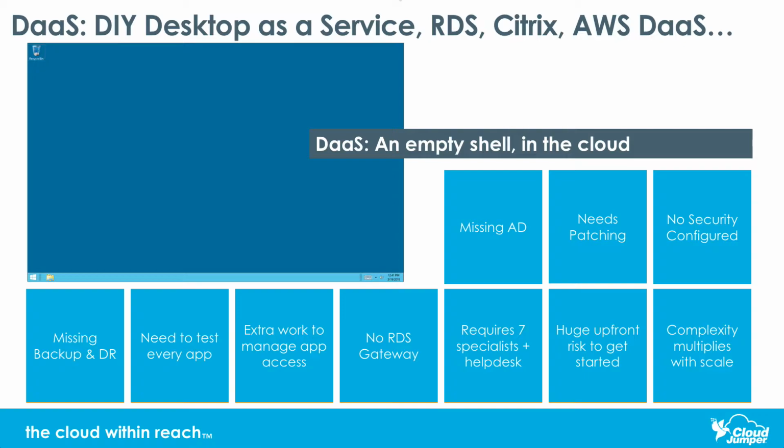This could be a do-it-yourself DaaS solution with RDS or Citrix. You could go to AWS and buy their DaaS solution for something like 20 bucks. But once you've got that deployed, what you have is an empty shell running Windows with nothing else on it. The first thing you're going to have to figure out is implementing Active Directory. You're going to have to put up the services or the servers that are required to run that. You'll likely want to make them redundant.